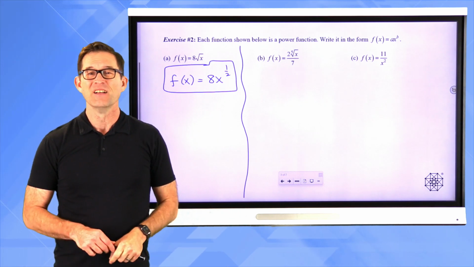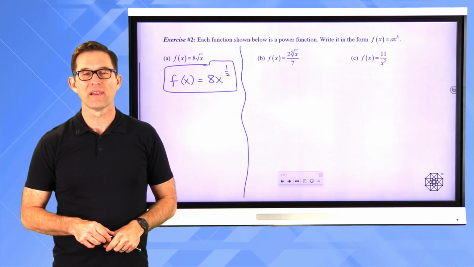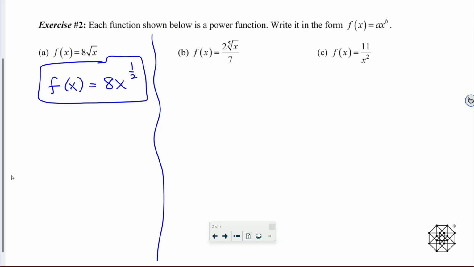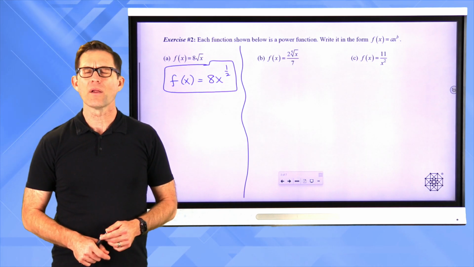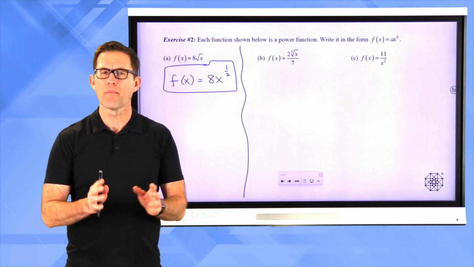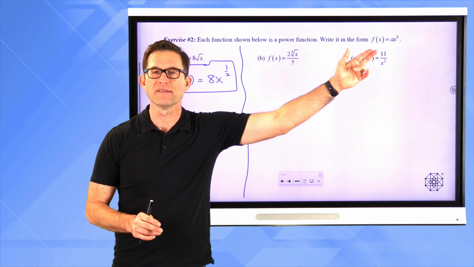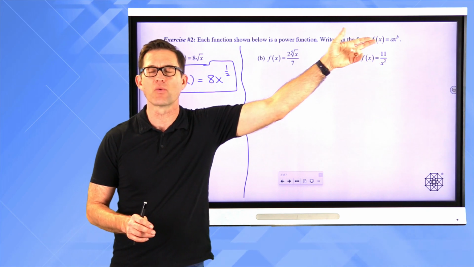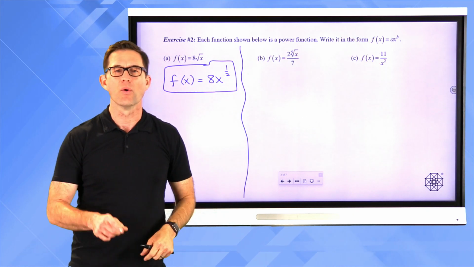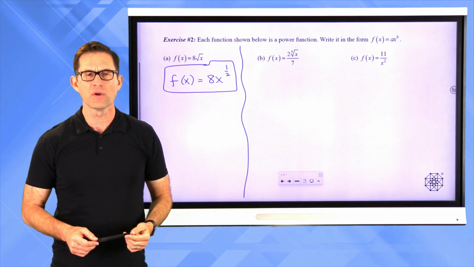All right, so a little bit more challenging, letter B. Let's take a look. F of x equals 2 times the 5th root of x divided by 7. All right, well, I'd like you to pause the video now and remember, I want this written in a very specific way. I want you to write it as a number times x raised to an exponent. So pause the video now and see if you can do that.